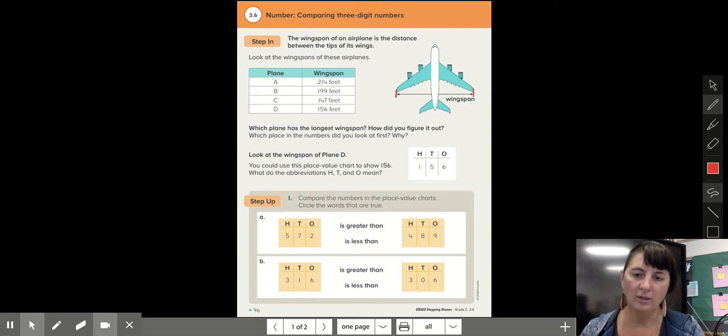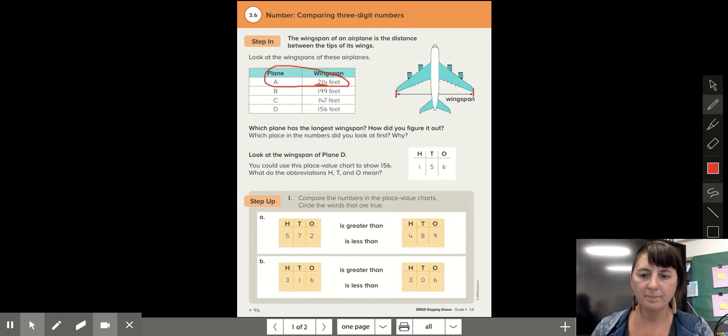Okay, so I am looking at all four of these numbers here, and I can see that we have one number that has two hundreds. The rest of the numbers are in the 100s: 199, 147, 156. I know that plane A has the longest wingspan because it is 214 feet. I looked at the hundreds place and I can see that there are two hundreds there.